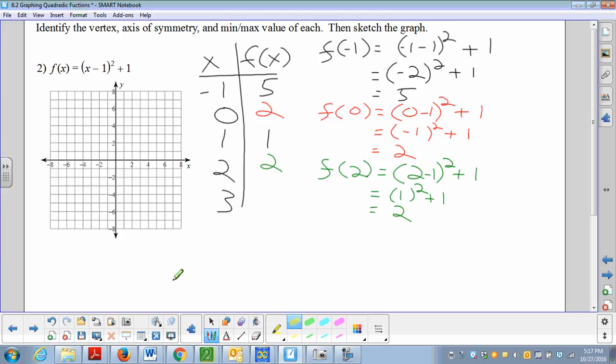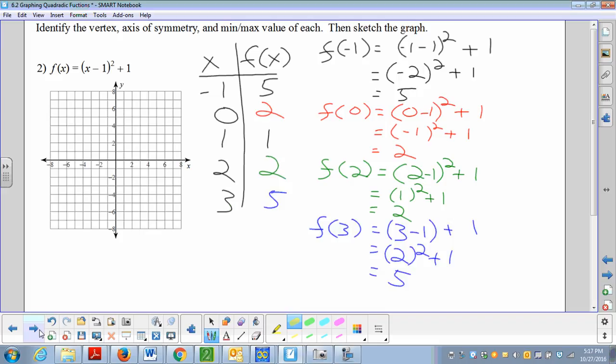Okay, and now I'm going to go ahead and plug in 3. And when I plug in 3 here, 3 minus 1 is going to give me 2. 2 squared is going to be 4, and 4 plus 1 is 5. So when I plug in 3, I get 5.